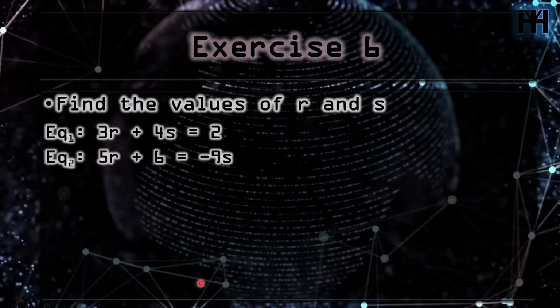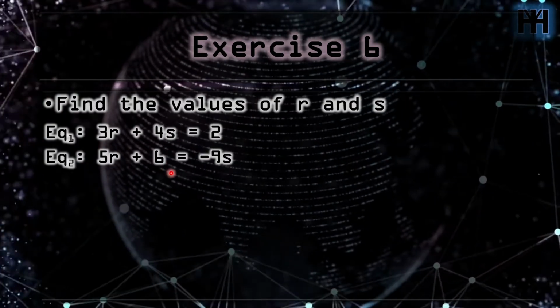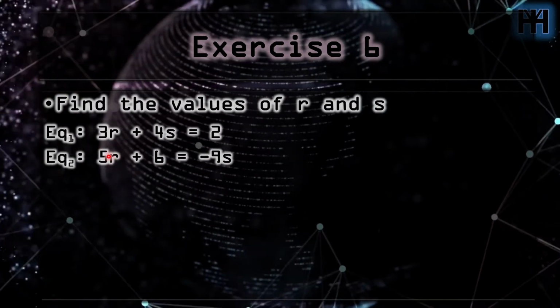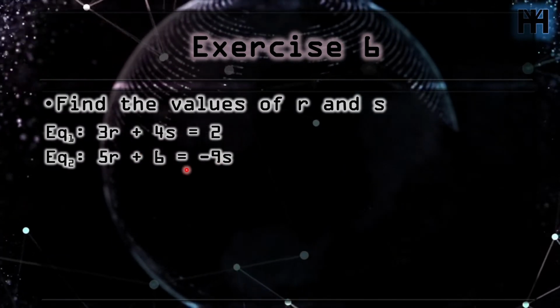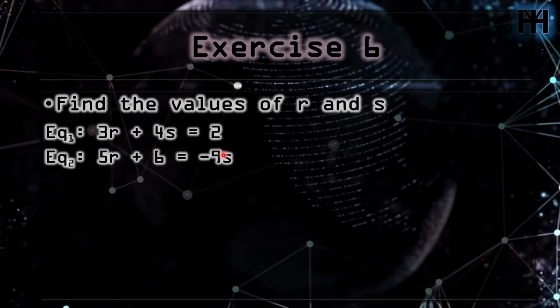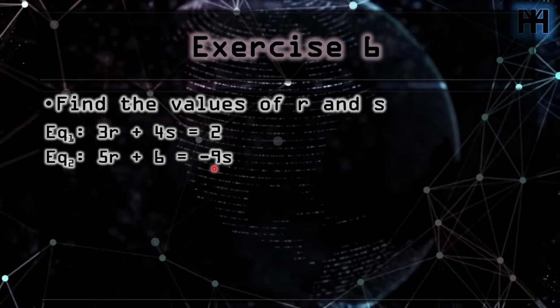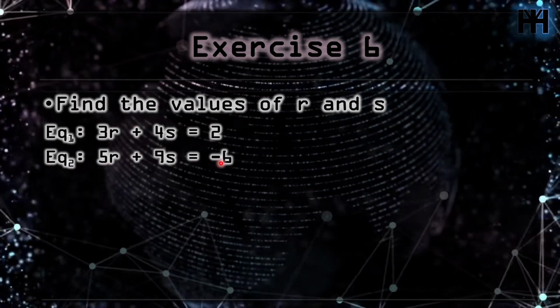Exercise 6. Find the value of r and s. It's the same here. This equation needs to be rearranged. We can send the s to the other side, so it will be 5r plus 9s, and send the 6 to the other side, so it will be negative 6. So we have here 5r plus 9s equal negative 6.